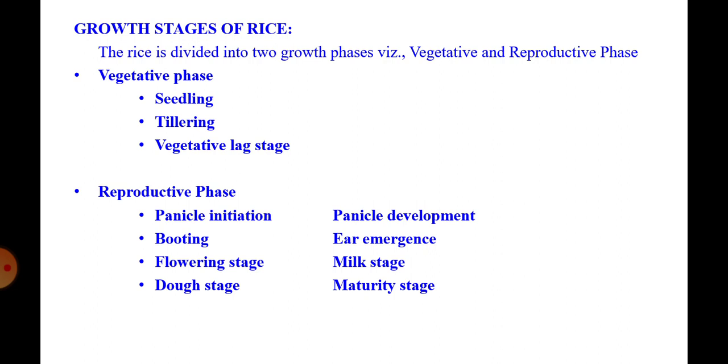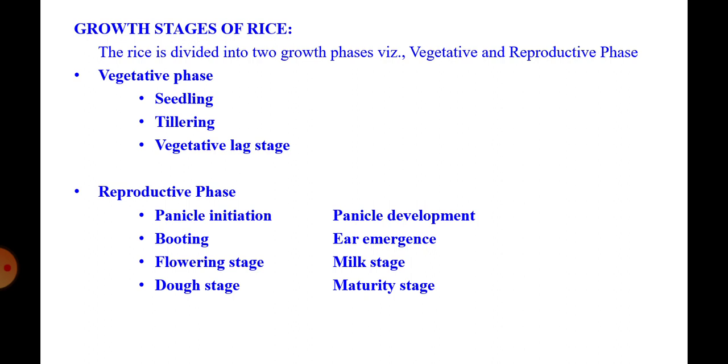The reproductive phase is the period from panicle initiation to flowering. It consists of 8 substages. Panicle initiation: in this stage, reproductive growth starts. Panicle development: the number of spikelets is decided in this stage. Then booting: the swelling of the flag leaf sheath due to the developing panicle is termed the boot stage. Ear emergence: in this stage, the panicle emerges from the flag leaf.